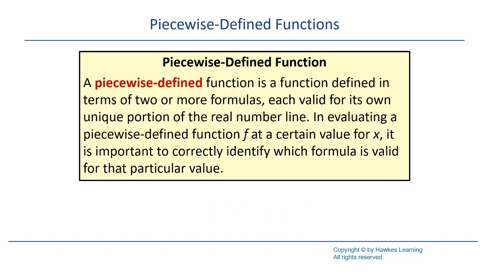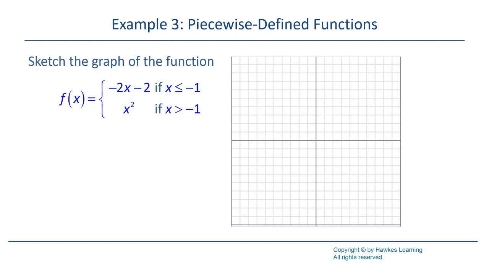Things like that. And then last thing to cover today are piecewise-defined functions. Now, a lot of people don't like to deal with these, mostly because there's just a little bit of complication with them and kind of reading them. But basically, piecewise functions are defined in terms of two or more formulas, each valid for its own unique portion of the real number line. So, for example, here's a good example of a piecewise function. It's the line negative 2x minus 2 if x is less than or equal to negative 1, but it's x squared if it's greater than negative 1.